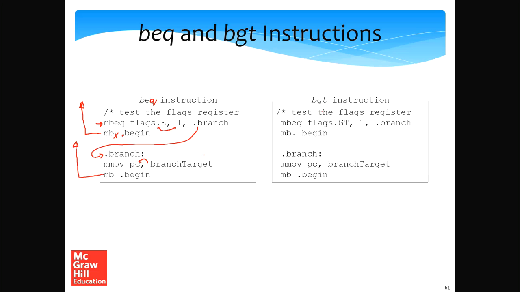The BGT instruction is implemented in exactly the same way. It is just that instead of comparing flags.e with 1, we compare flags.gt with 1. If there is equality, we move to the dot branch label. Otherwise, we move to the preamble. And then we move the branch target to the PC, and we start executing the preamble for the next instruction at the branch target once again.